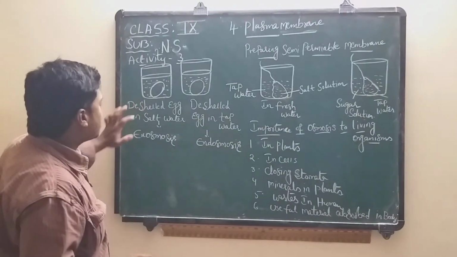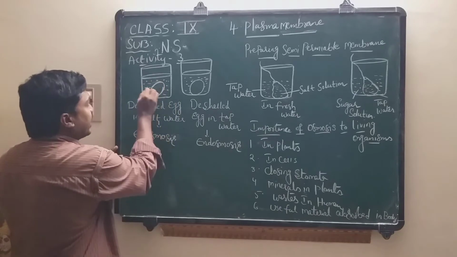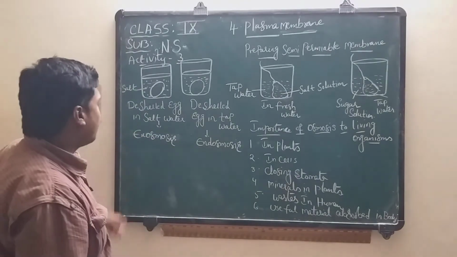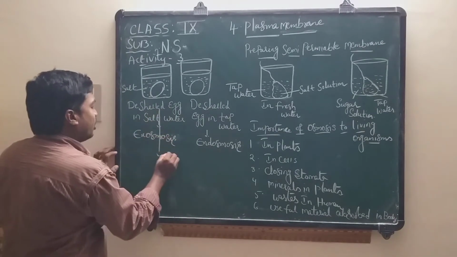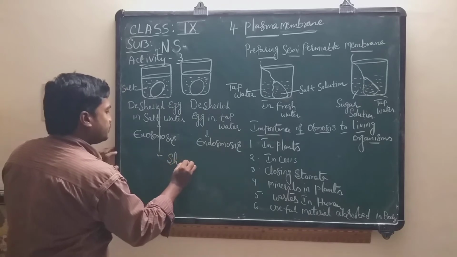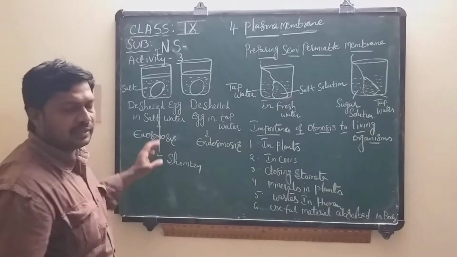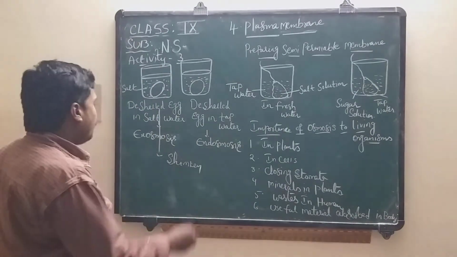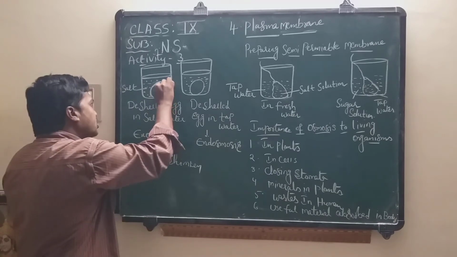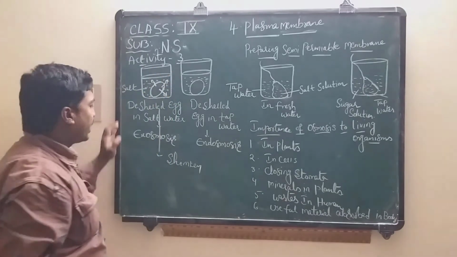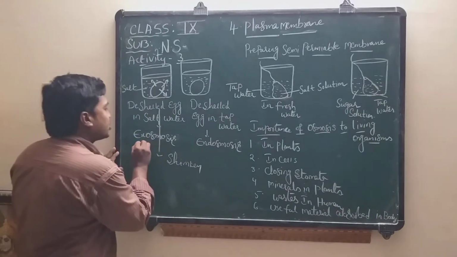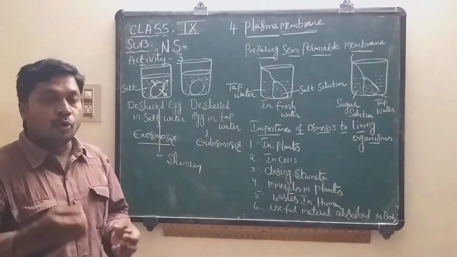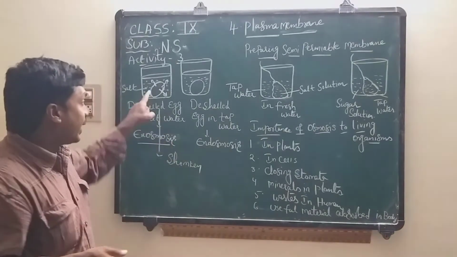Now keep the de-shelled egg in salt water. This beaker contains salt water. Leave it for some time. After some time, the de-shelled egg will be shrunken. What is the reason? Here, the water from the egg comes outside. This is called exosmosis. Exosmosis means movement of water from the egg to outside.